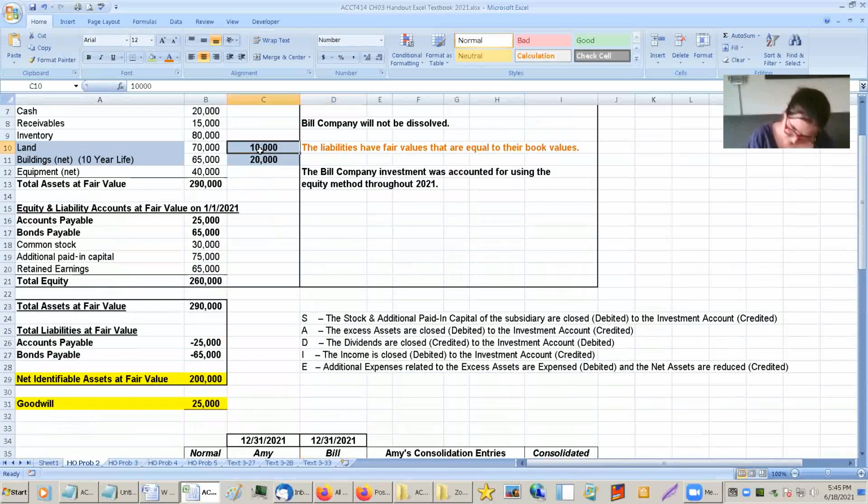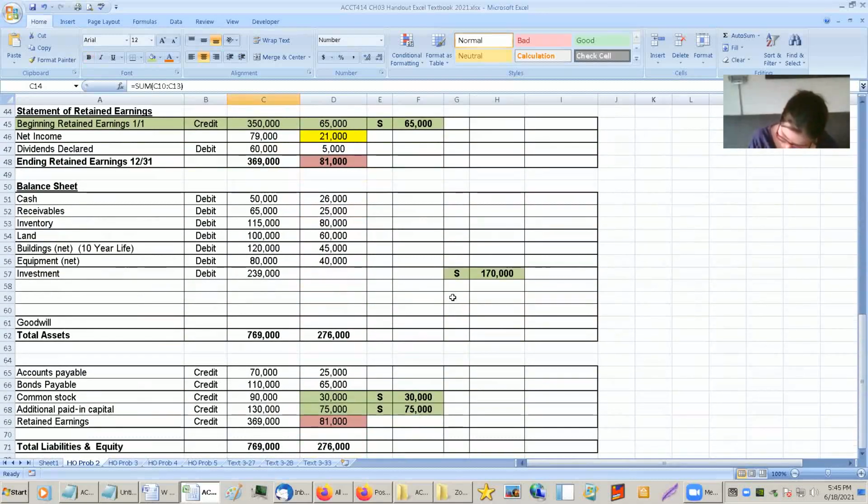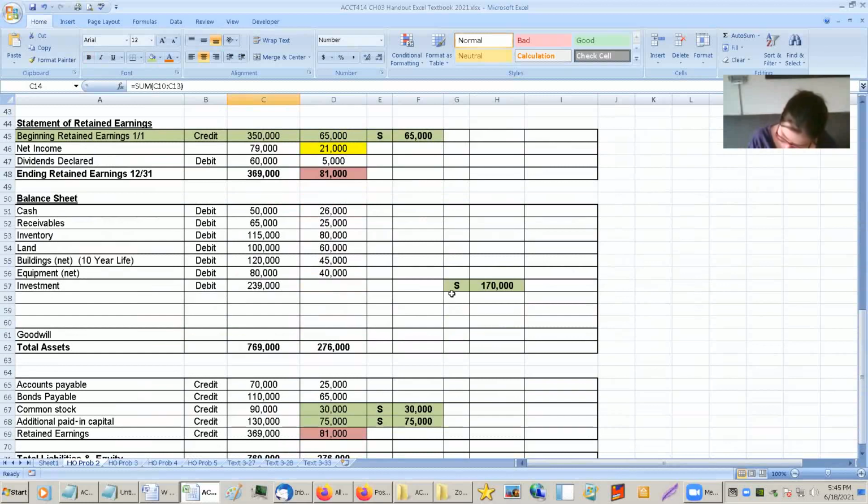Yeah, and you can kind of see that up here too. It's 170 because if you add these up, 30,000. So if the identified are 200, but these are excess, that's why it comes up to 170.